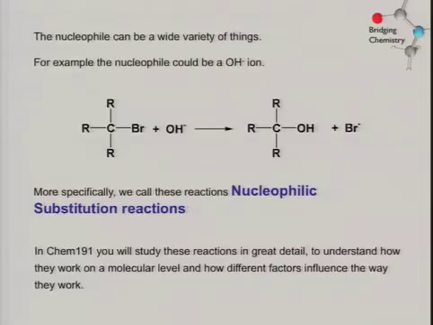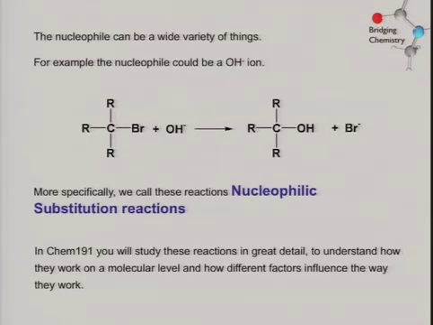And there it is, you see. In Chem 191, you will study these reactions in great detail to understand how they work on a molecular level and how different factors influence the way that they work. So in other words, if it is an equilibrium, how you can make the equilibrium be towards the products rather than towards the reactants. So it's not just a matter of you memorizing that reaction as an example of a substitution reaction, but we're actually going to pick that apart and look at the bond breaking process and the bond making process and in great detail how this works. Right?